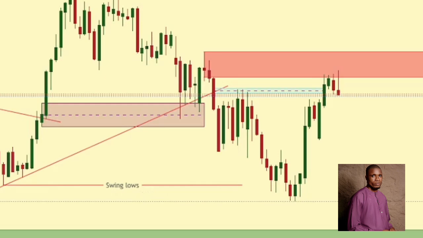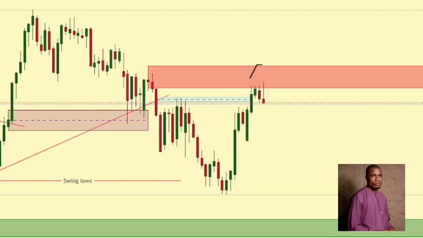That tells us that sellers are taking control. So on the higher time frame, I am only interested in sell opportunity. Now, instead of jumping into trade blindly, let's refine this on the lower time frame.